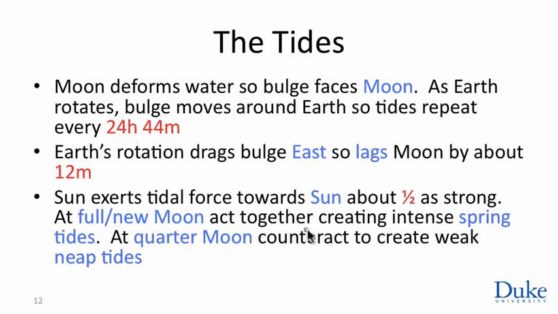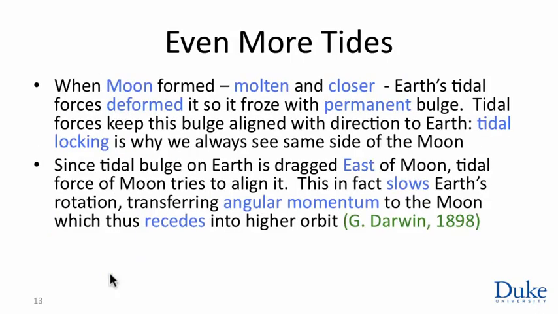At full or new moon, these act in concert, creating the intense tides we call spring tides, which have nothing to do with spring. Whereas at quarter moon in either direction, the sun's deformation counteracts the moon's deformation, and you get the relatively weak neap tides. Cool, something we understand.